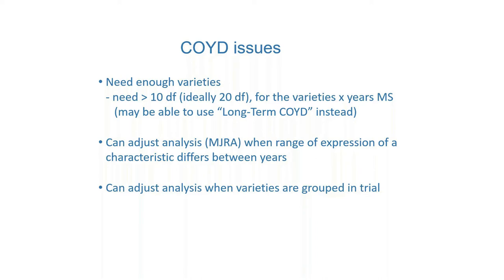Secondly, we can adjust or improve the analysis using a technique called MJRA. We can do this when the range of expression of a characteristic differs from year to year. Say you have a large expression range in one year and a small expression range in another year, we can improve the analysis using MJRA. And thirdly, we can also adjust or improve the analysis when the varieties are grouped in trial. Now, all of these issues are discussed in TGP8, so if you want to know more, look there. Now, that's all I want to say on COI-D.